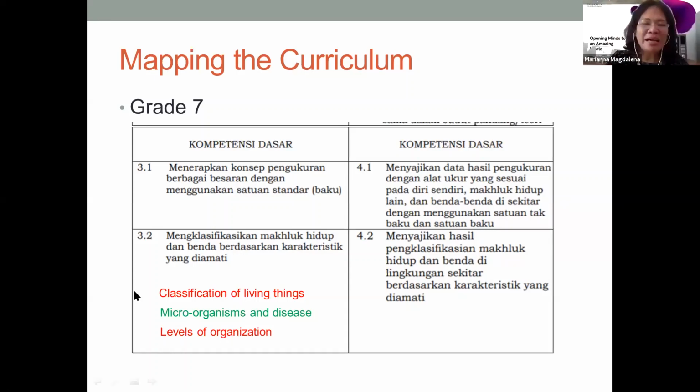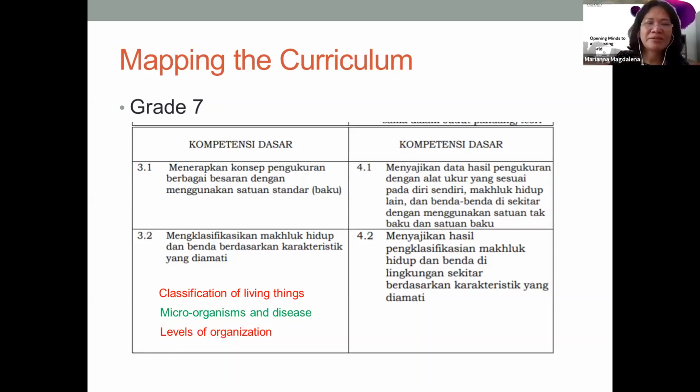So for this grade 7, I give you an example. Classification of living things is from 3.2. The red text means the national curriculum, but microorganisms and disease is in the other curriculum. So how to combine them? It's the way we arrange the order of the content. It's just like making a puzzle. You put one to another and make a good puzzle. So I combine these two KD and one from the other curriculum. It means there are three KD.